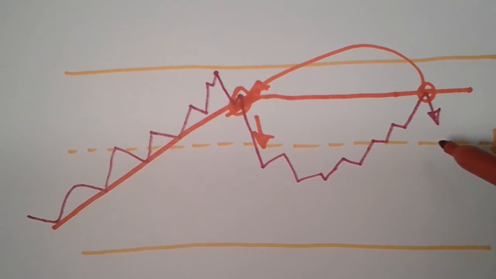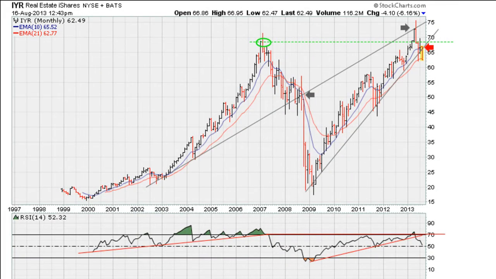Now let's take a look at a live example in the current market. So now let's take a look at an example here. It is for the IYR, the real estate ETF. What we are going to go straight to is the backtest of the price channel, going back to lows all the way back to 2002, 2004, draw a straight line.